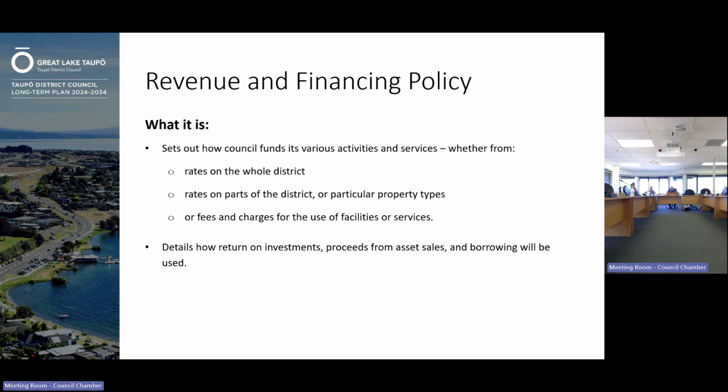All right, we'll get straight into it. Revenue and finance policy, what is it? As I said, it sets out how we fund our various activities, really on an activity by activity basis. And your decisions there are generally, do we fund it through rates on everyone? Do we fund it through rates on a particular area of the district or a particular type of property? Or do we fund it through fees and charges for the use of that particular service? It also talks about what we do with some of our other revenues, like investment revenues or proceeds of asset sales, and when we'll use borrowing. Supported also by our financial strategy and our treasury management policy. So there's a whole suite of revenue policies.